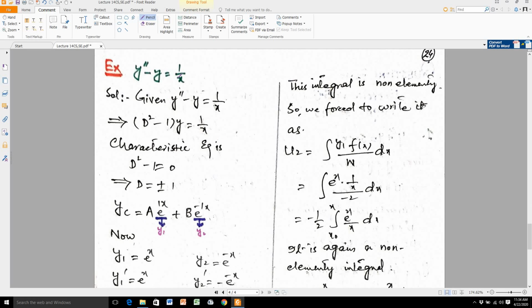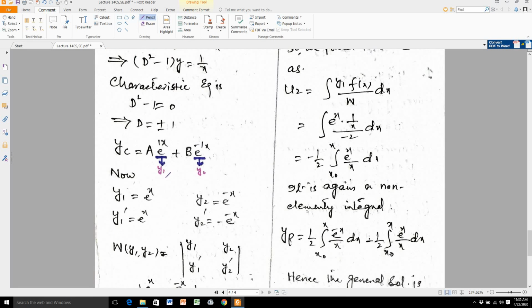y double prime minus y is equal to 1 by x. Solution: the given equation is y double prime minus y is equal to 1 by x. When you replace the derivatives by their differential operator, it becomes (D squared minus 1) y is equal to 1 over x. So its characteristic equation is D squared minus 1 is equal to 0. So D is equal to plus minus 1.